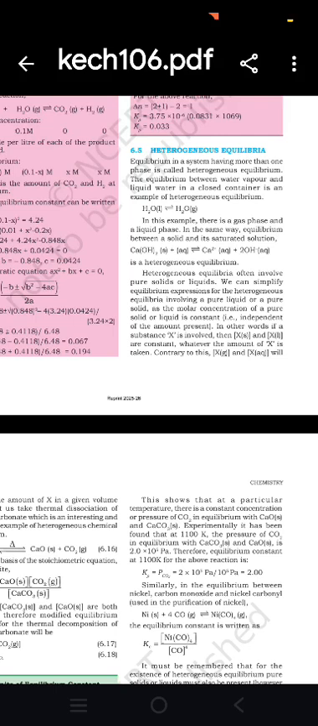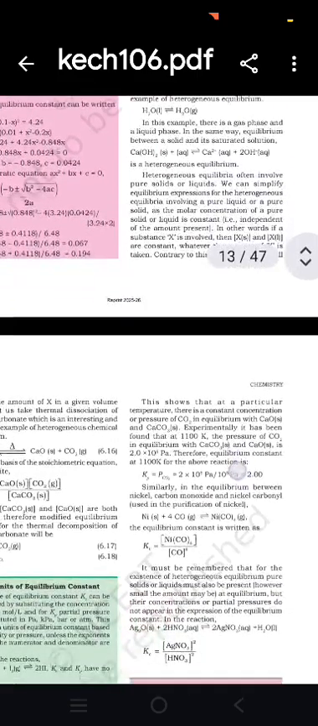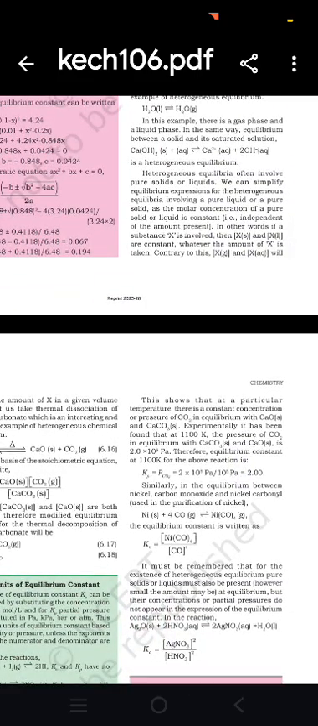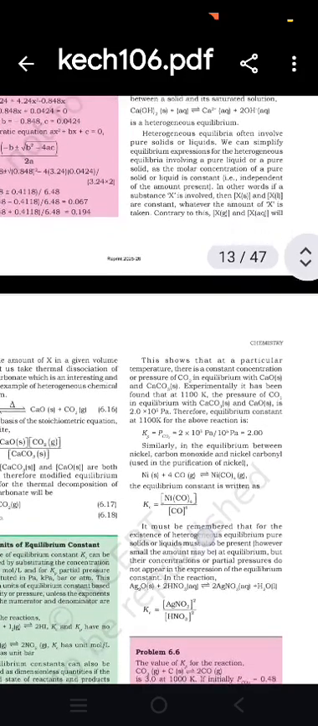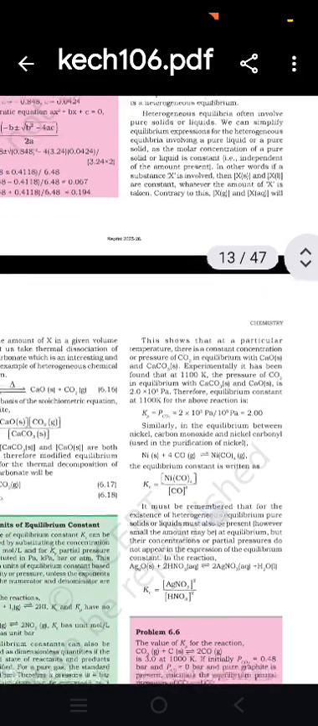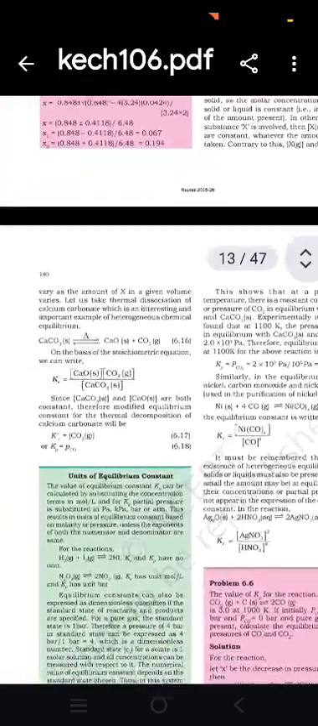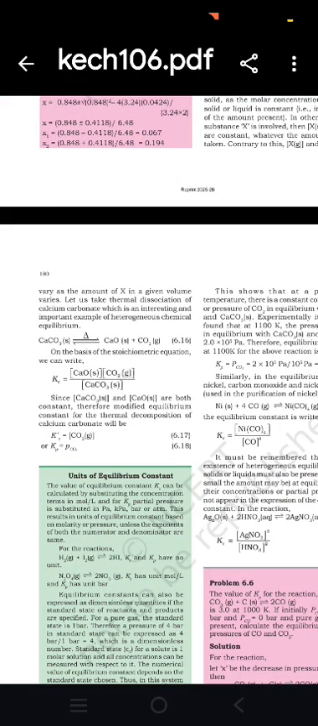Heterogeneous equilibria often involve pure solids or liquids. We can simplify the equilibrium expression for heterogeneous equilibria involving a pure liquid or pure solid, as the molar concentration of a pure solid or liquid is constant, independent of the amount present. In other words, if a substance X is involved, then [X(s)] and [X(l)] are constant whatever amount of X is taken. Conversely, the amount of X(g) in a given volume varies.